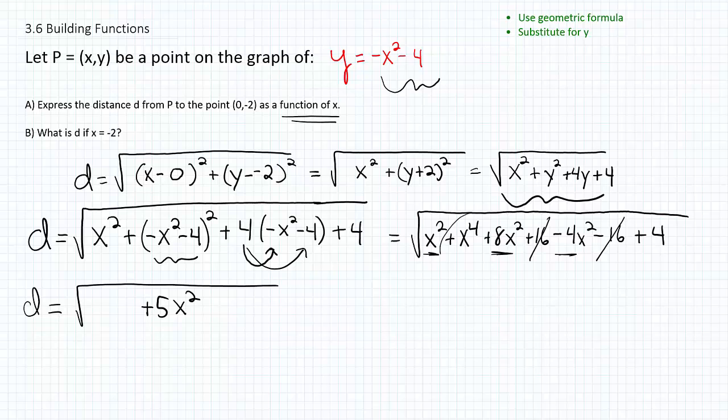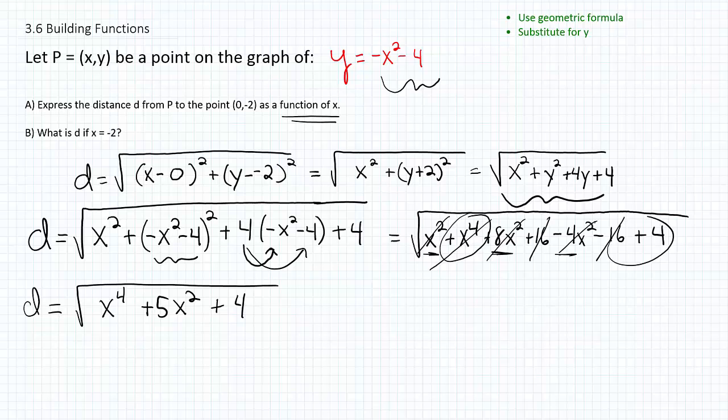I have a positive x to the fourth, which I'm going to put first. And then finally, we've used up all the x squareds, and we've used up the x to the fourth. We canceled out the 16s, and we're just left with a 4 at the end, a plus 4. Okay, so we finally have our expression. It's not the prettiest expression in the world, but that is the answer.